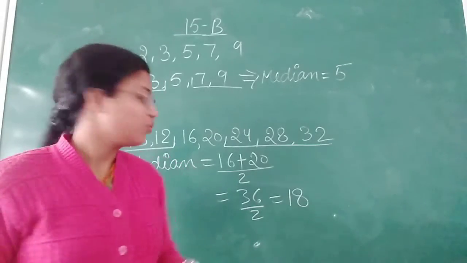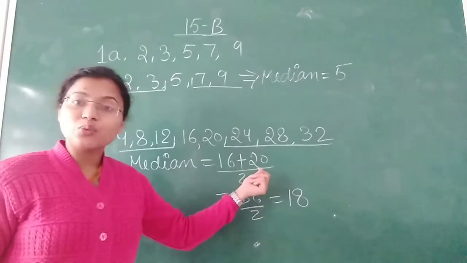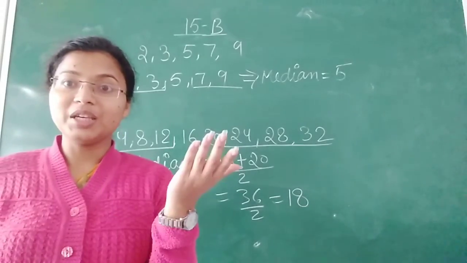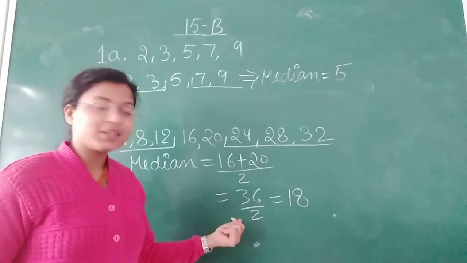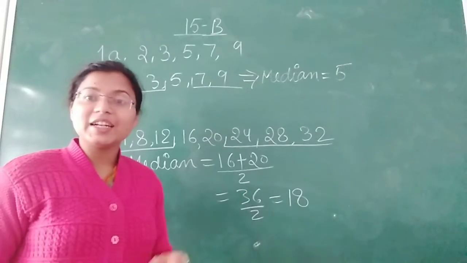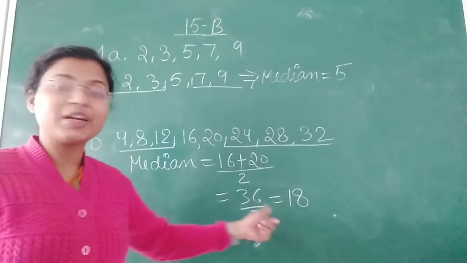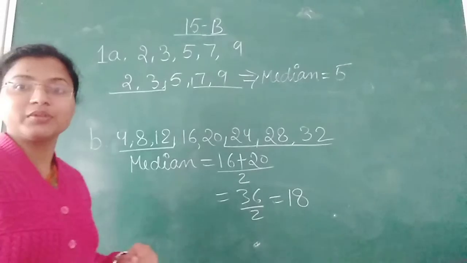So what we have to do? 16 plus 20 divide by 2. Find out their mean. So this will give you 36 upon 2, that means 18. That means the 18 will be the median for the question number 2.